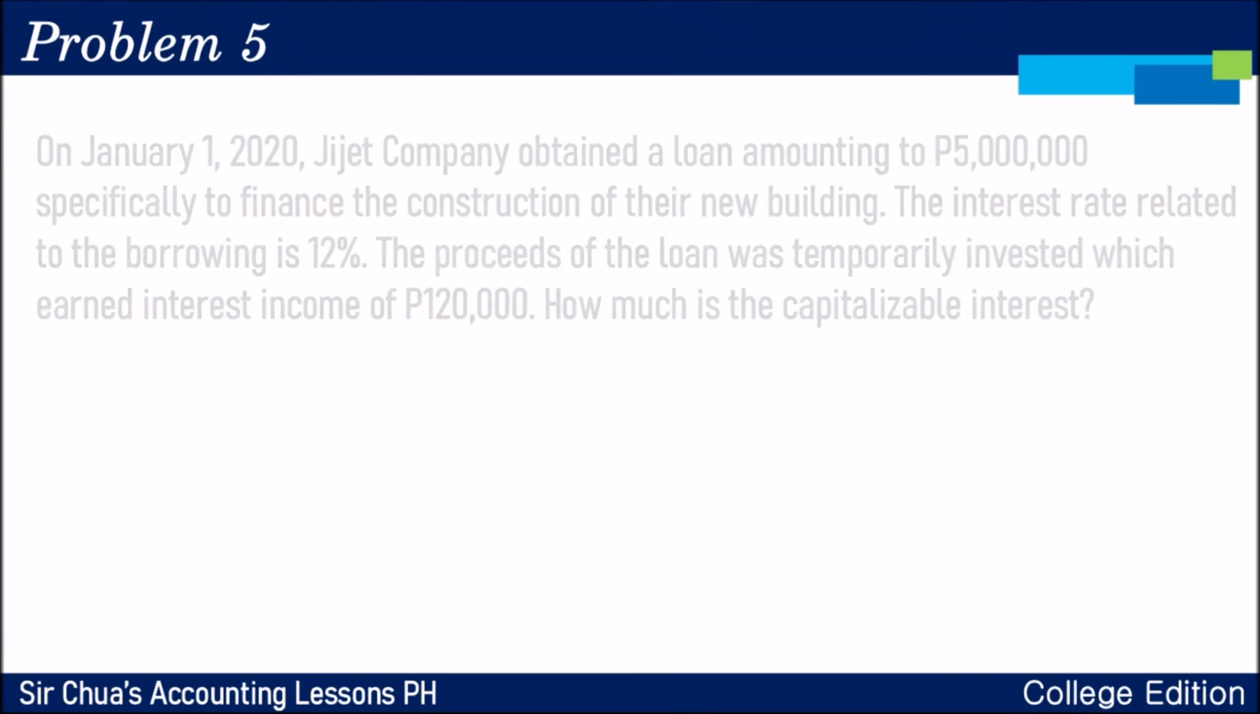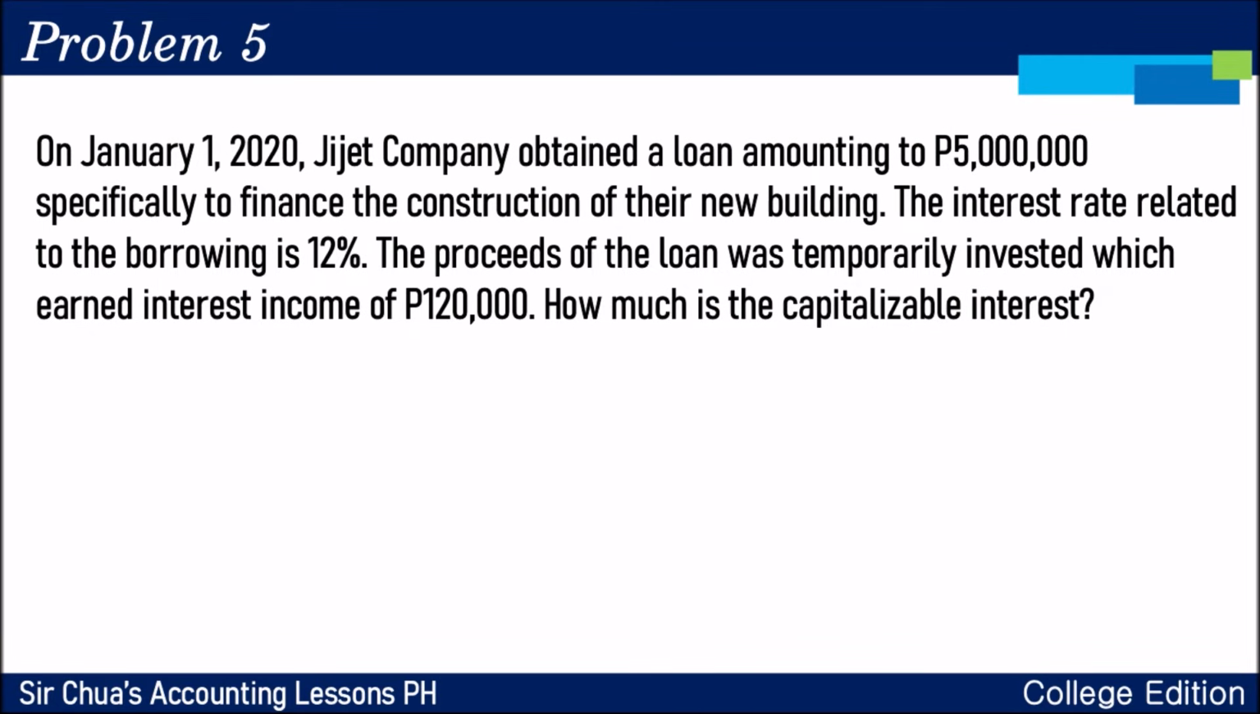Okay, problem number 5. On January 1, 2020, GJet Company obtained a loan amounting to 5 million specifically to finance the construction of their new building. O, ano pong sabi? Specifically. So, yung 5 million po yan ay hiniram specifically para po sa construction ng ating new building. So, this is specific borrowing. The interest rate related to the borrowing is 12%. The proceeds of the loan was temporarily invested, which earned the interest income of 120,000. How much is the capitalizable interest?